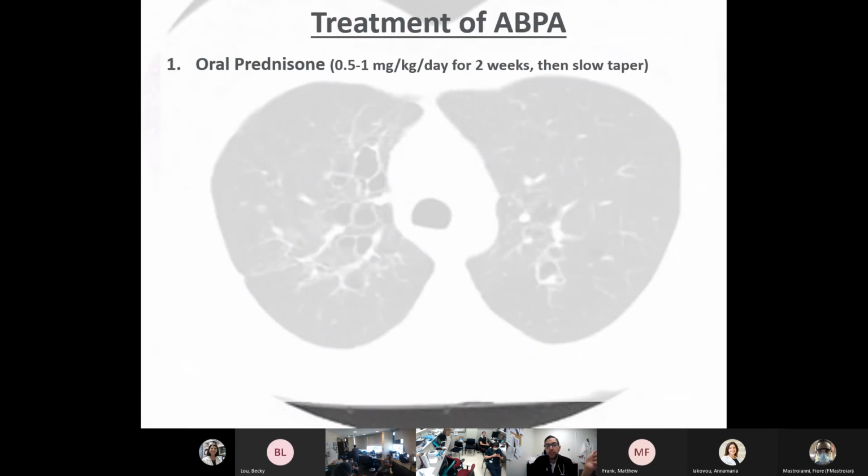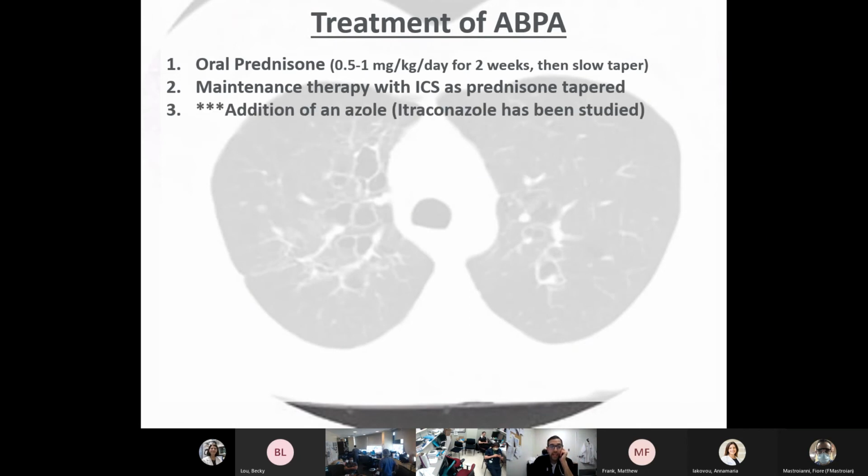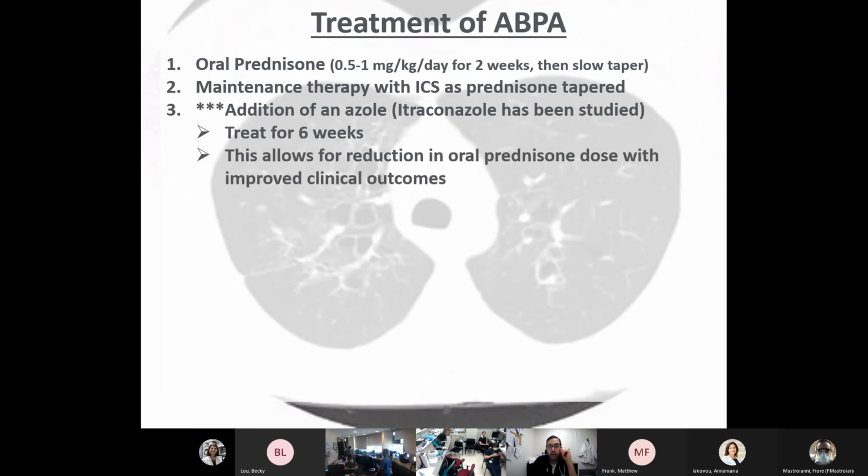Treatment, and this is always on the boards: oral prednisone, 0.5 to 1 milligram per kilogram per day for 2 weeks, then taper. They should be on inhaled corticosteroids. And then very importantly here, and this is always asked, is addition of itraconazole. Treat for 6 weeks, and this helps reduce the amount of oral prednisone that these patients require.